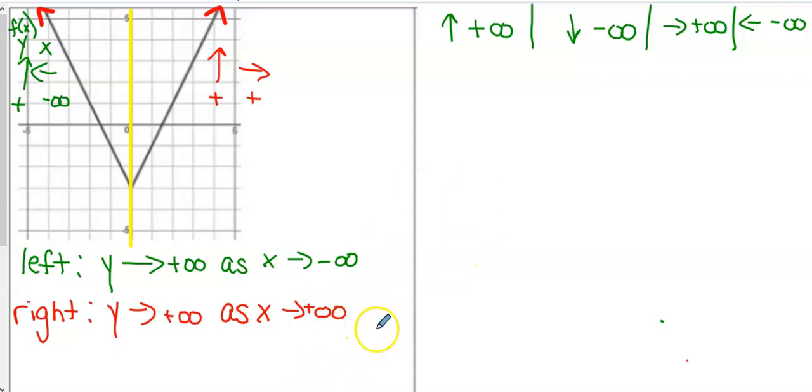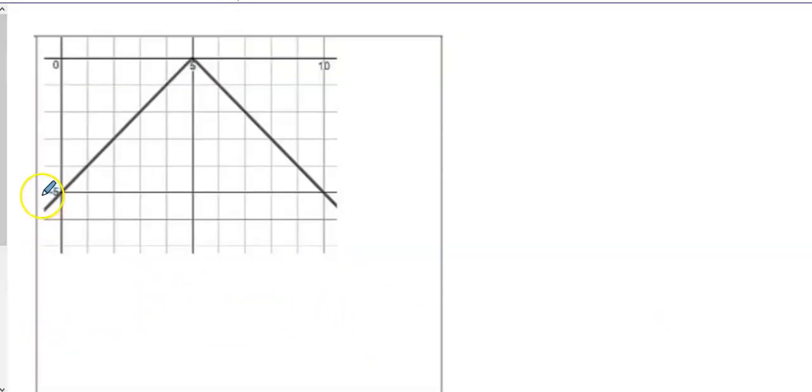Just look at each side and look at whether it's going up, down, left, or right, and write it like this with these arrows. This means approaches. Okay, let's do another one. Let's look at this one. Let's separate that.